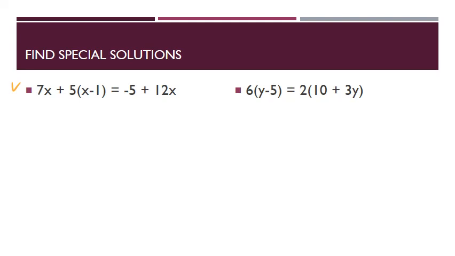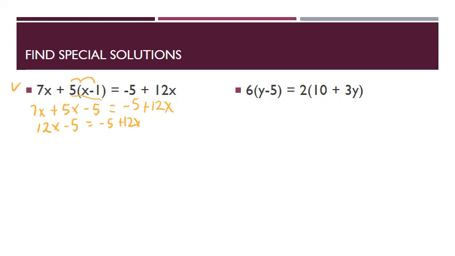So we got 7x plus 5 times x minus 1 equals negative 5 plus 12x. Well, first I'm going to distribute the 5 to the x minus 1. So then I'm going to have 7x plus 5 times x is 5x. 5 times negative 1 is negative 5. And that is going to equal negative 5 plus 12x. Let's combine the like terms on the left. So I've got 12x minus 5 equals negative 5 plus 12x.